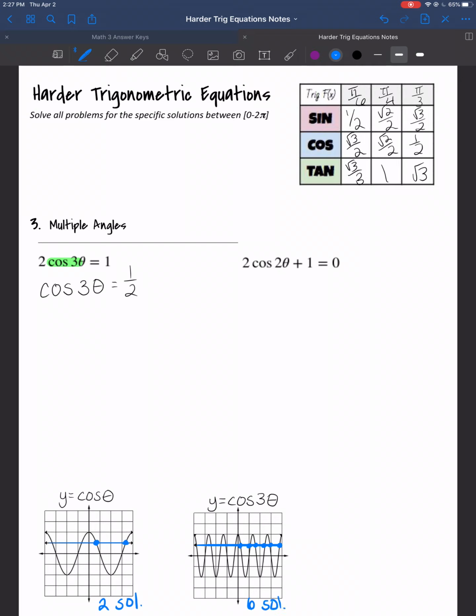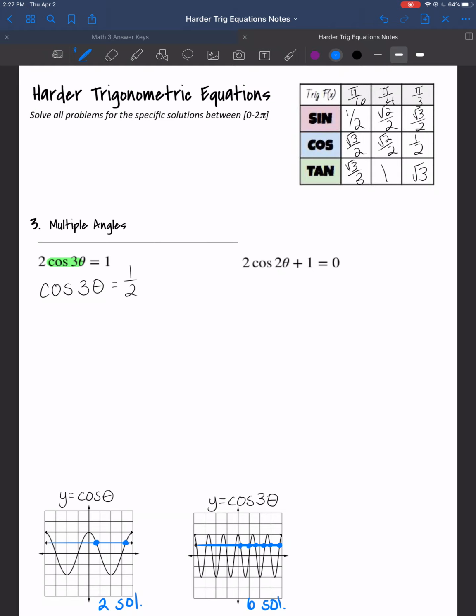So our multiple angle problems will create many more solutions, and it makes total sense if you think about intersection points with the graph. If you crunch the graph up, you're going to have 3 times the intersection points that you had before. If it would have been 2 theta, it would be 2 times. If it's 4 theta, it's 4 times as many solutions. So just keep that in mind. That's what makes these a little bit trickier.